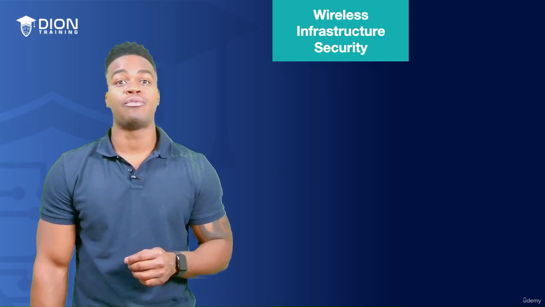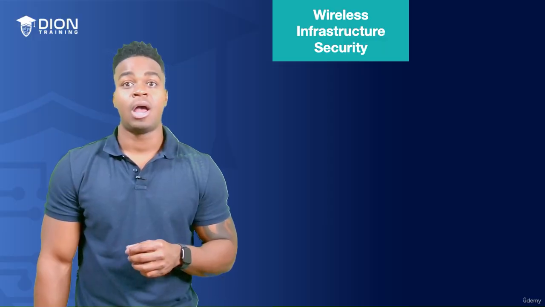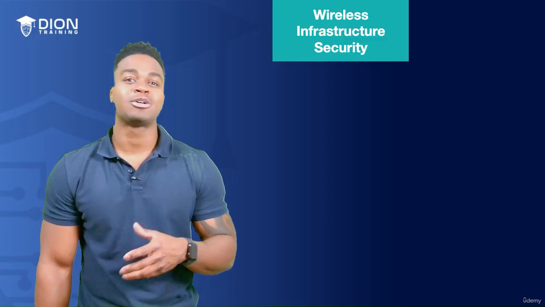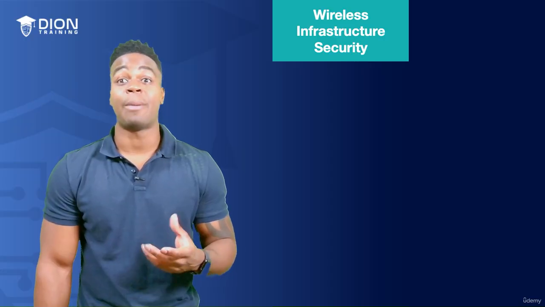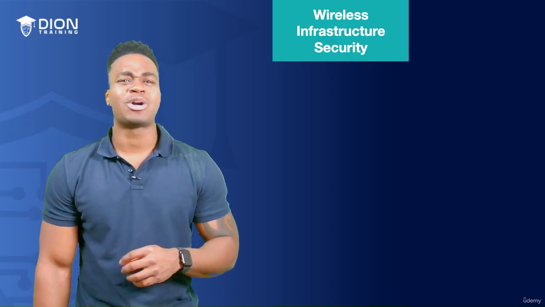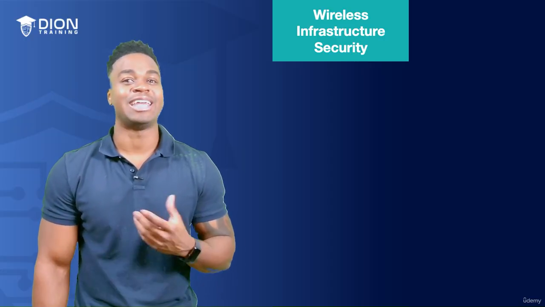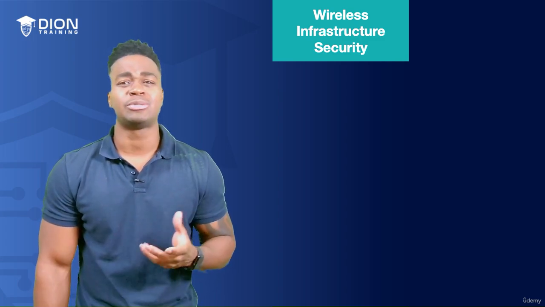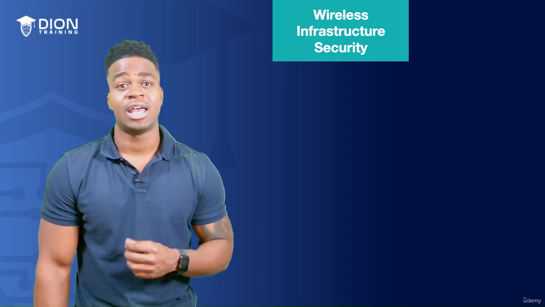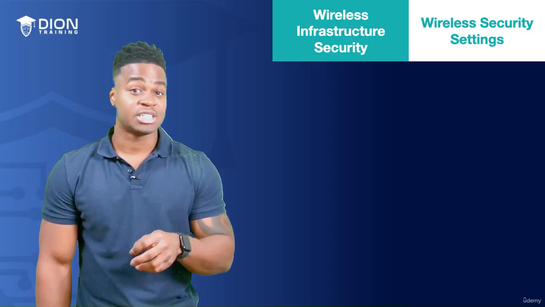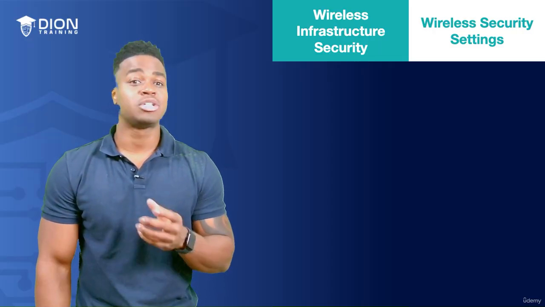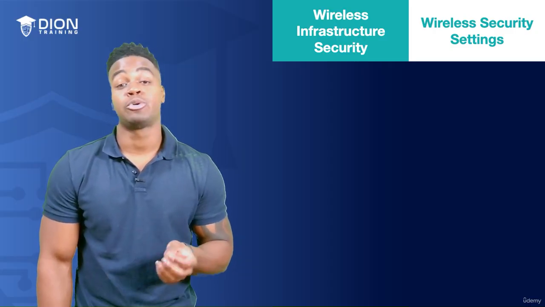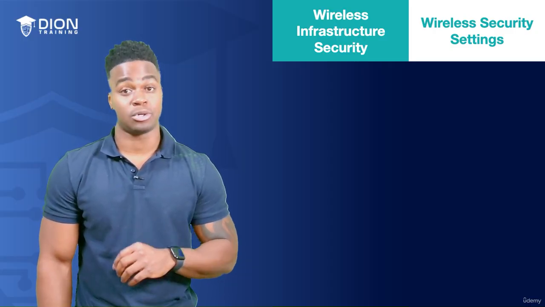First, we'll go over wireless infrastructure security. Wireless networks have become an integral part of our daily lives. From personal use in our homes to large-scale operations and businesses, these networks facilitate seamless communication and data exchange. However, the convenience of wireless connectivity also brings with it a host of security challenges. Next, we're going to jump into discussion of wireless security settings. We're going to go over WPA3, AAA, Radius, cryptographic protocols, and authentication protocols.